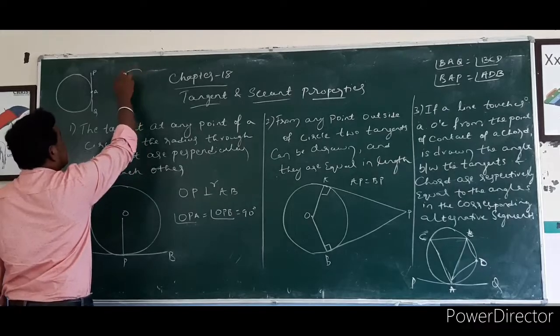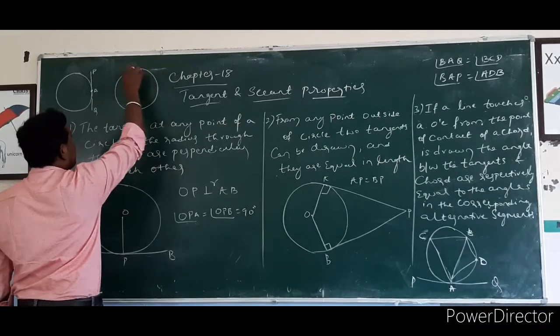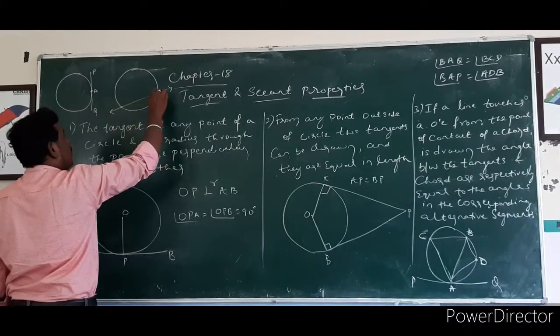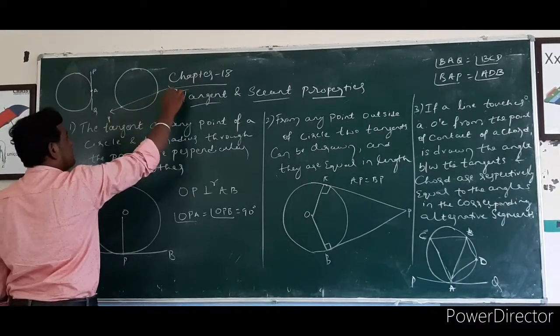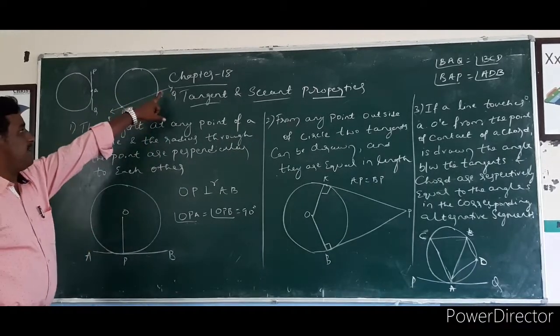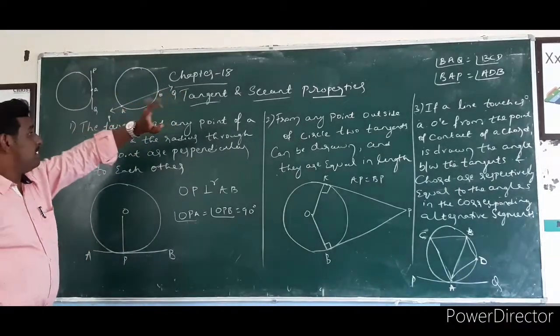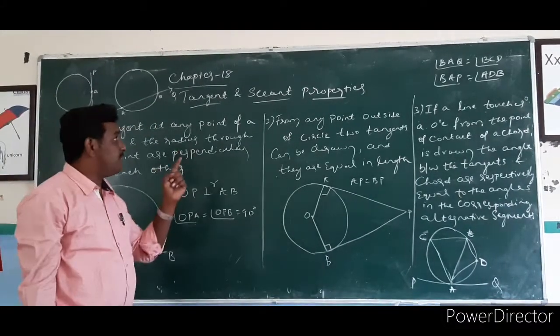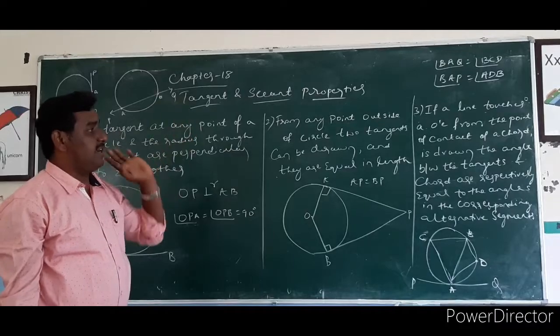Secant means if you draw a circle, a straight line that touches two points on the circumference. So look here, two points. Secant means touches at two points. Tangent means touches at only one point. This is the difference between tangent and secant.